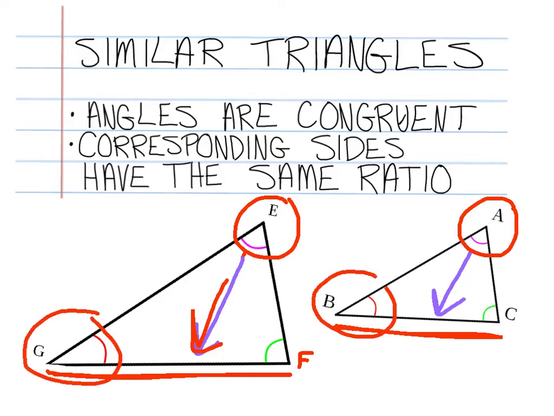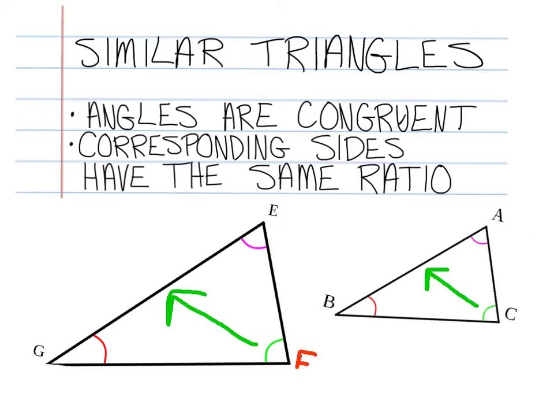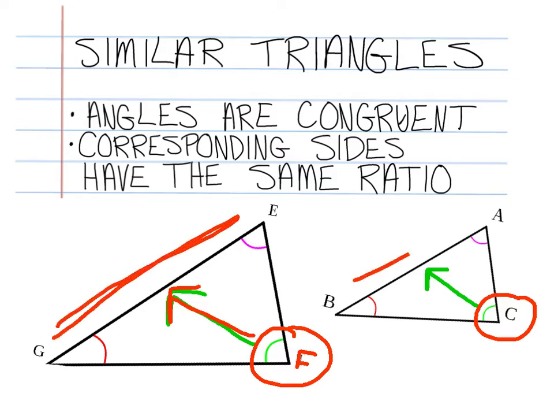Angle G is congruent to angle B, and that means the sides across from angle G and angle B are going to be corresponding sides. So EF and AC are corresponding sides. Finally, angle F and angle C are corresponding angles. That means the sides across from our angles are going to be corresponding sides. So GE and BA are corresponding sides. Anybody have any questions about that?